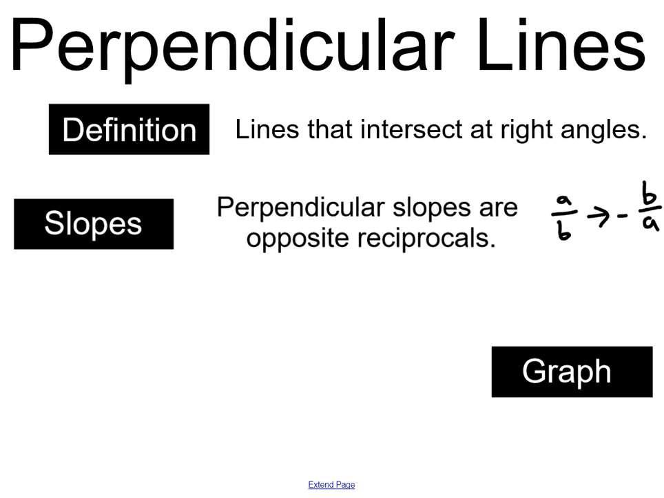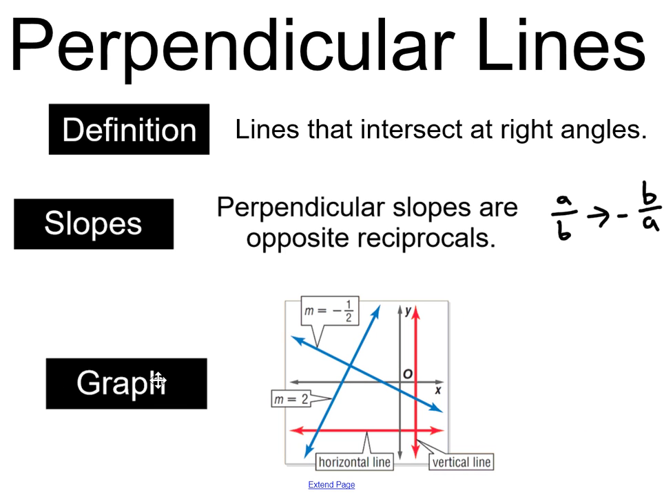The graphs have to make 90-degree angles. That means that's 90 degrees. Here's our other example right here. That's 90 degrees. Next up, we're going to go ahead and look at what some opposite reciprocal slopes look like.